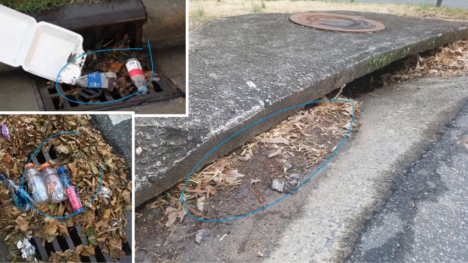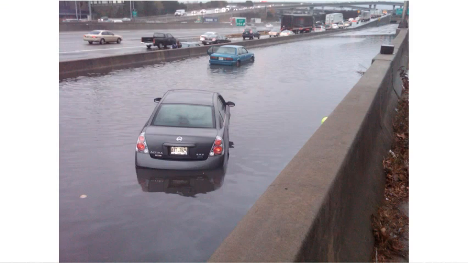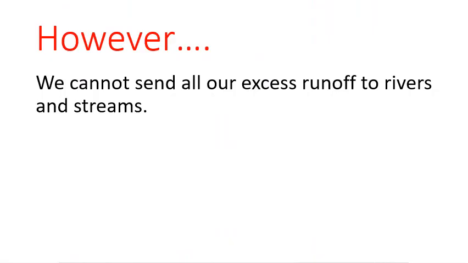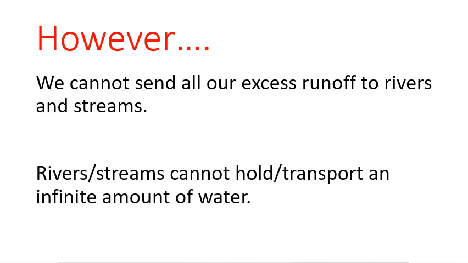So that means the water stays on the street and can cause something like this. Typically, you'll see this along the interstates in a really, really heavy rainstorm, that it'll start to flood. And the reason for that is the storm drain got clogged with a bunch of the trash that we find typically beside our highways. Now, we can't send all of our runoff to the rivers, because the rivers and streams can't hold all of the unnatural runoff that we made.